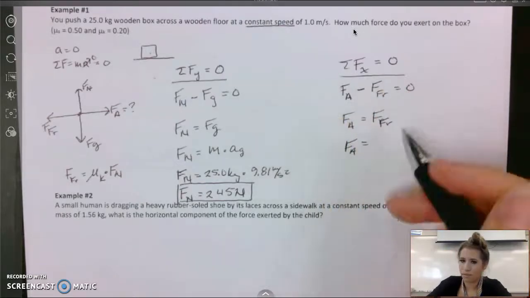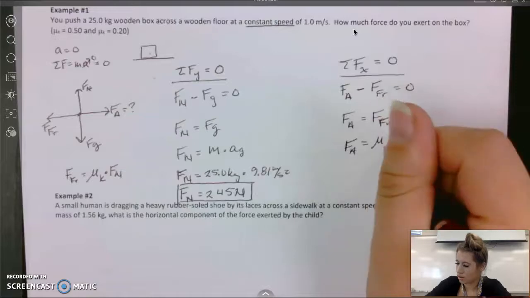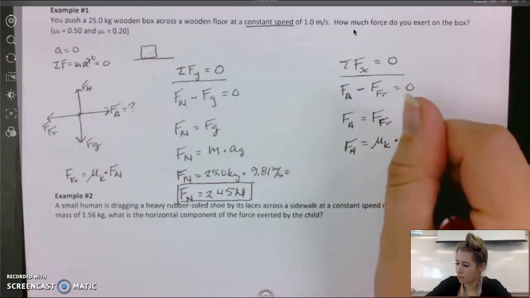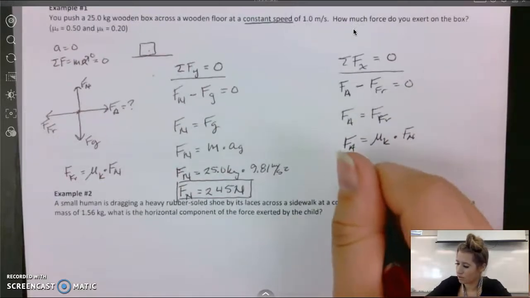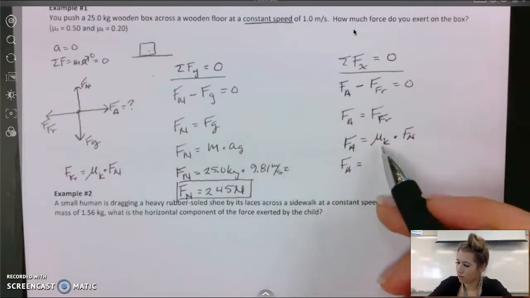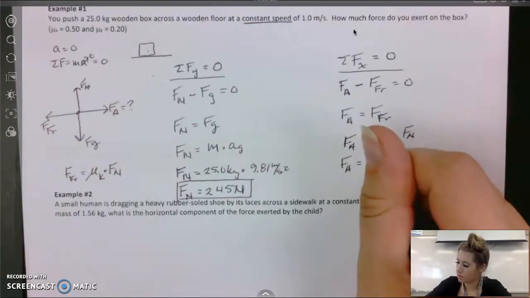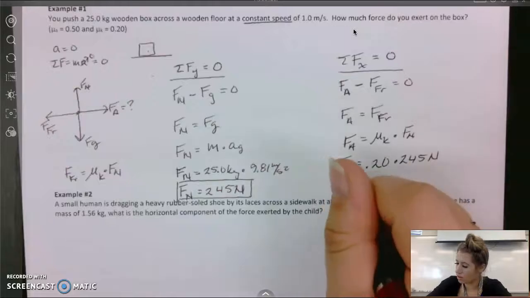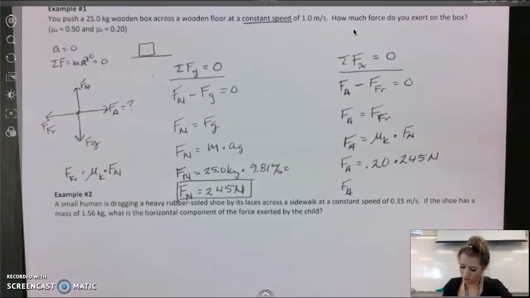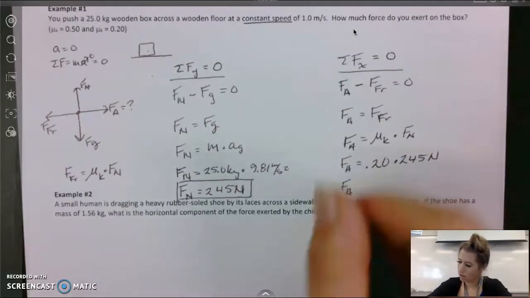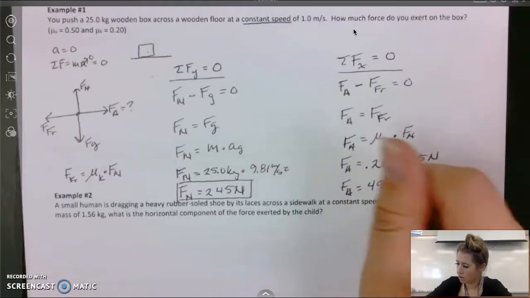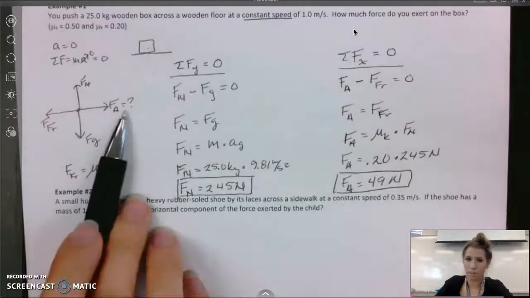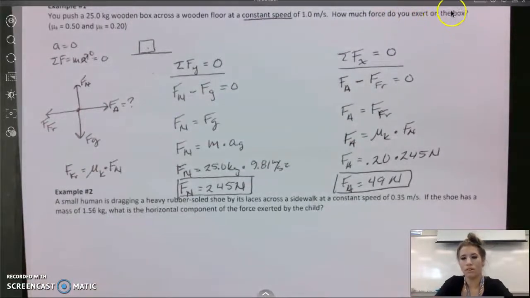And we know that friction is our coefficient of kinetic friction, because we're moving at a constant speed, multiplied by the normal force. Our coefficient of kinetic friction is 0.2, and our normal force is 245 newtons. When I multiply those together, I get 49 newtons. We just solved for that applied force: how much force do you exert on the box?